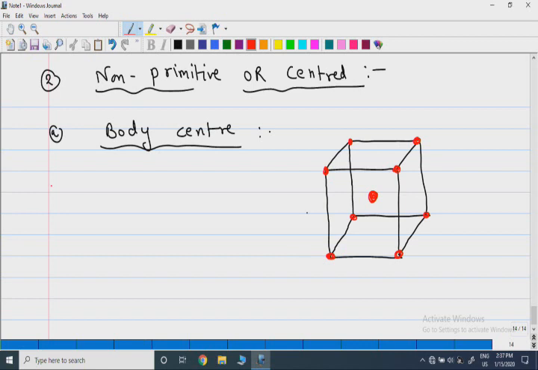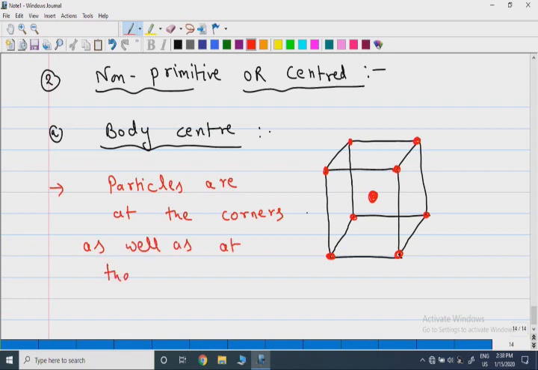So here the situation is particles, or we can say atoms, are at the corners as well as at the center of the unit cell. Please copy. If anyone is having any doubt, please ask me. Okay, let's move on.